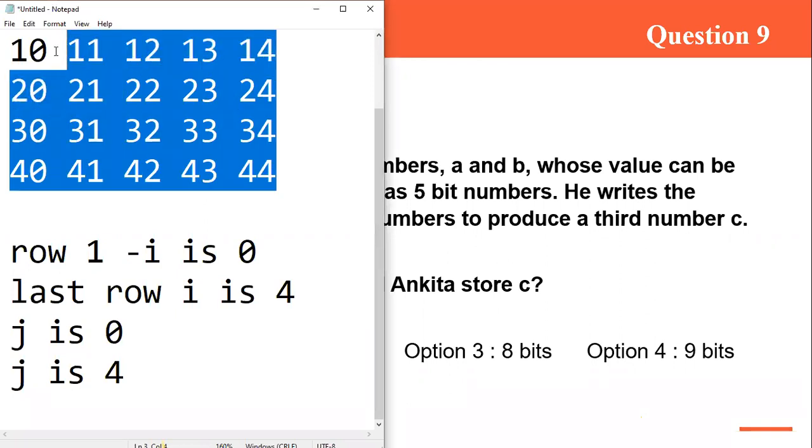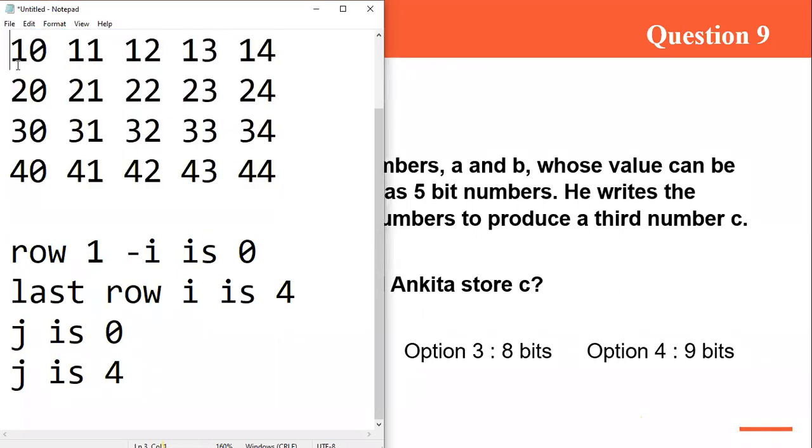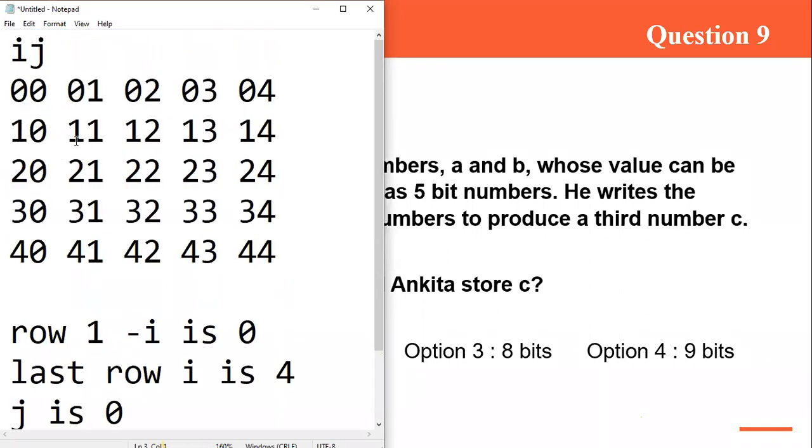Same way you can see diagonals also. Diagonals will be always 0, 0, 1, 1, 2, 2, 3, 3, 4, 4. For the primary diagonal, I and J will be equal. For the secondary diagonal, if you add I and J, you will get the same result always. 0 plus 4, 4. 1 plus 3, 4. 2 plus 2, 4. 3 plus 1, 4. 4 plus 0, 4. If you want to print diagonals, we can print through that.